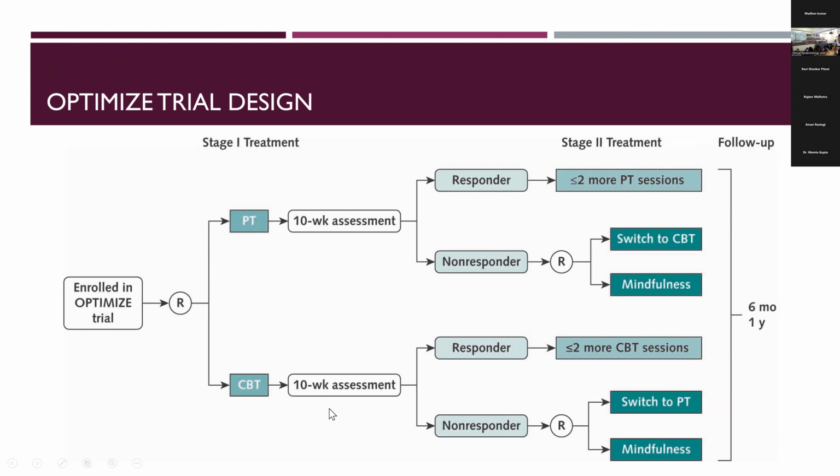Then there is a 10-week assessment period. This is your second decision point, where you have divided them into responders or non-responders. So responders get 2 more of whatever they were getting in the first stage. They were receiving physical therapy, they get 2 more physical therapy sessions. If they were receiving cognitive behavioral therapy, they get 2 more cognitive behavioral therapy sessions.